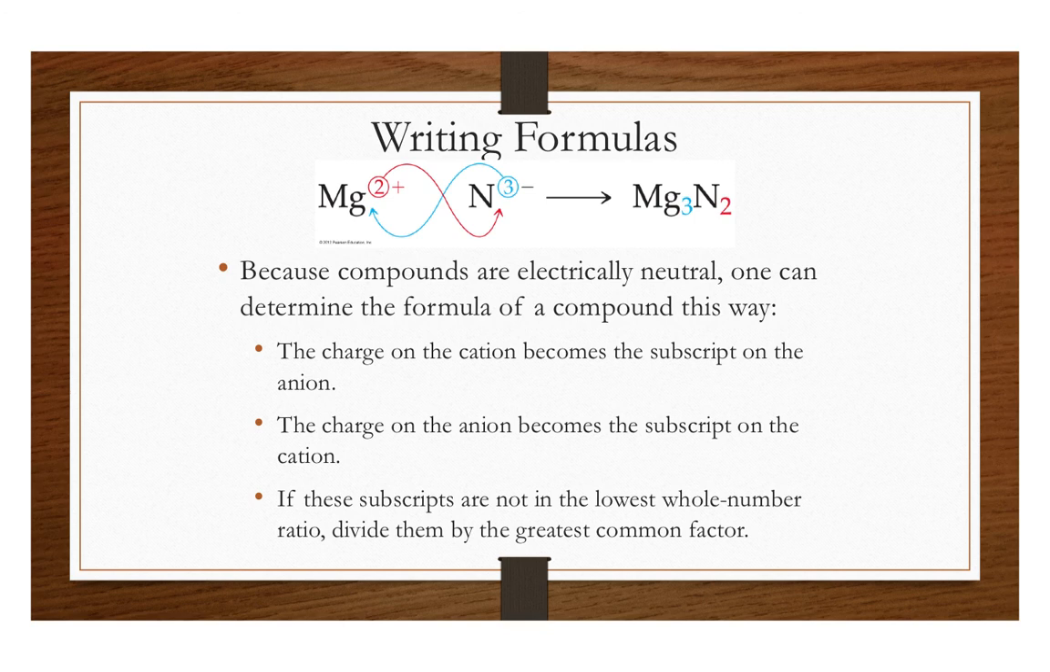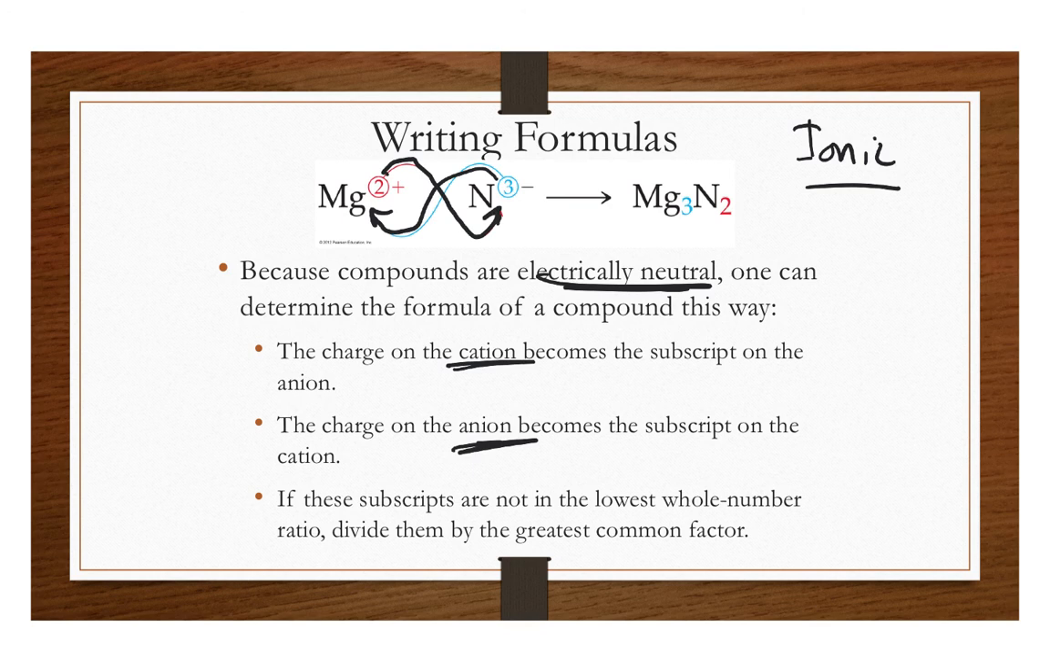All right, so that brings us to writing formulas. Okay, so when we want to write formulas for compounds, it depends upon what type of compound it is. So we're going to just start with ionic compounds. The way that we're going to write formulas is we're going to write down the cation, write down the anion, and then balance the charges to make it electrically neutral. The easiest way to do this is just crisscross. The magnitude of the charge on the anion becomes the subscript for the cation. The magnitude of the charge on the cation becomes the subscript of the anion, and you end up with Mg3.